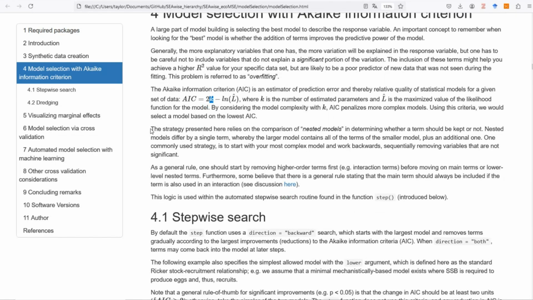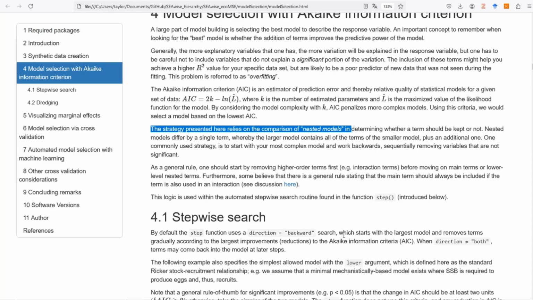And a common strategy for finding simpler models is to compare nested models. So you compare a model with maybe all the terms, drop a term, and see whether or not there's an improvement in the AIC. You can even use the ANOVA function to compare nested models like that.